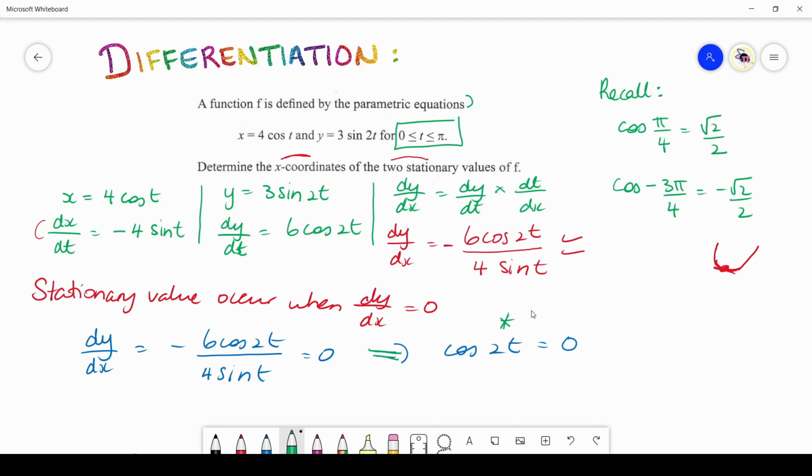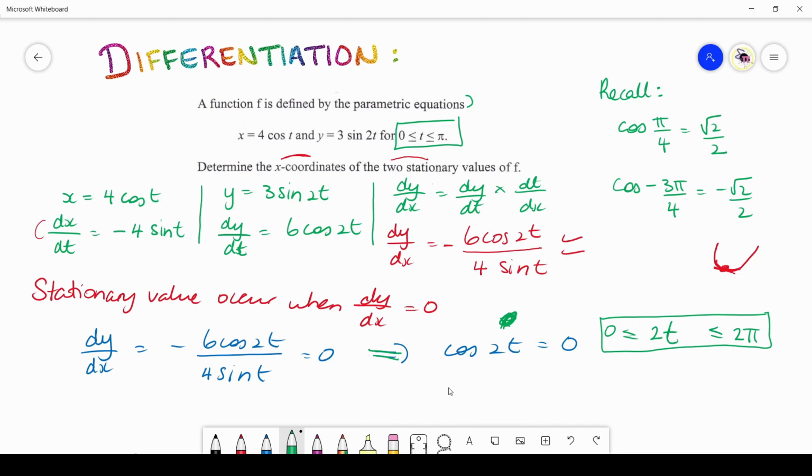So the reality is, yes, they gave us the condition that t has to lie between 0 and pi. But 2t would lie between 2 times 0 and 2 times pi. So this is our condition for that double angle situation that's taking place over here.